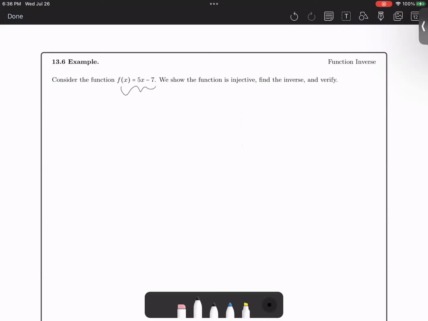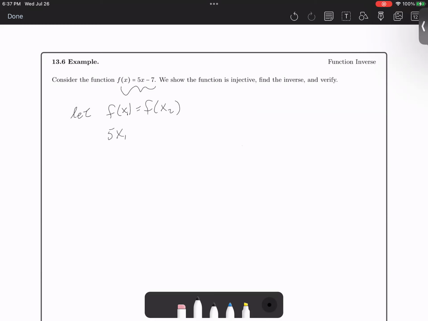So let's consider f of x, which is 5x minus 7. And first, let's show that it's going to have an inverse by showing that it is injective. So we let f of x1 be equal to f of x2. And our goal here is to show that x1 has to be equal to x2.